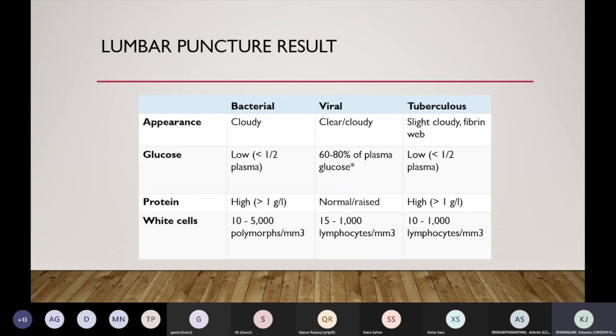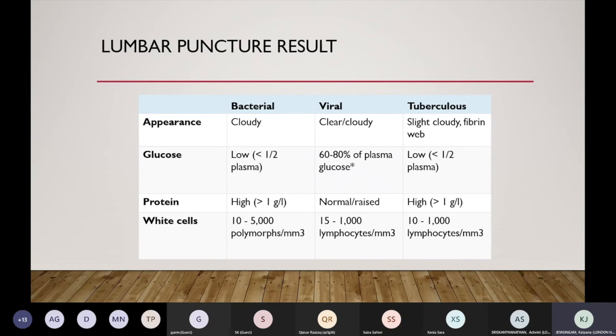So always remember, when we do a lumbar puncture, we usually do a blood glucose test as well. In that way, we can compare the blood glucose level in the plasma and the glucose level in the CSF. If the level in the CSF is lower than in plasma, it's not that your body generally had a low glucose level, it's actually that it's being consumed by a bacterial infection. Whereas in viral, you usually have 60 to 80% of the plasma glucose level.